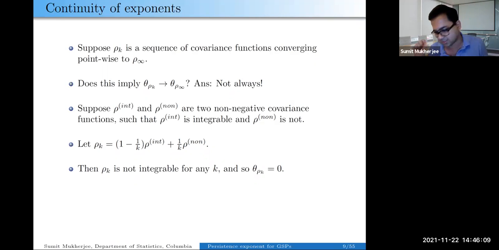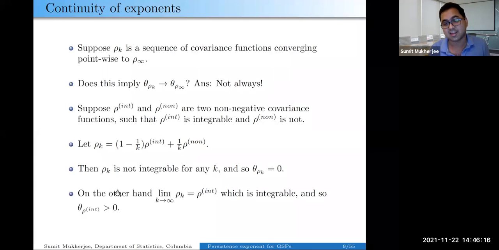So you know that theta rho k must be 0 for every k. But on the other hand, if you take a limit, the limit of the rho k's will be this integrable part. The non-integrable part will just wash away, and then theta rho int will be positive, right? So you'll have a sequence. You need a sequence of zeros to converge to something positive, which is not going to happen. So okay, this fails.